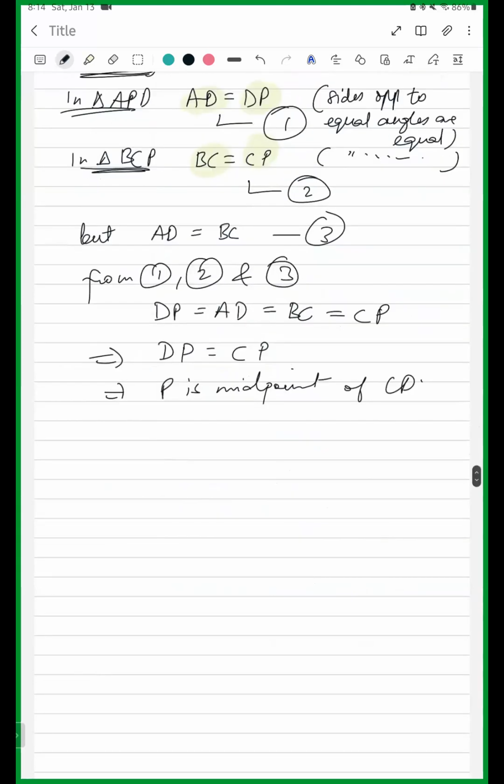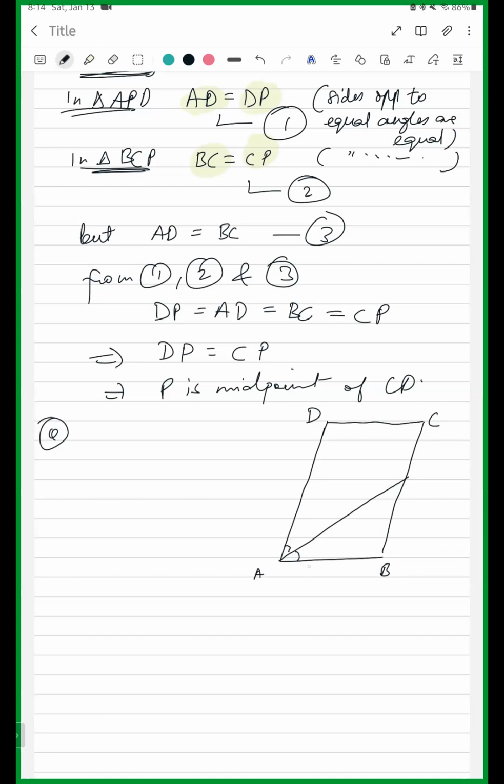Okay, let's do another question. Here you have a parallelogram. It's a bit different. The bisector of angle A also bisects BC at X. This is A, B, C, D. So this is angle bisector. That means this angle is equal to this angle. Okay, and this is X.